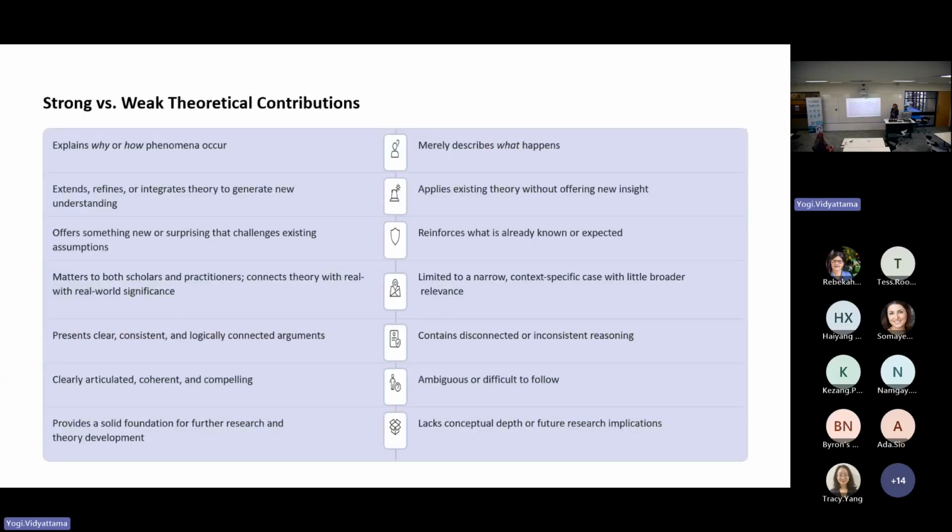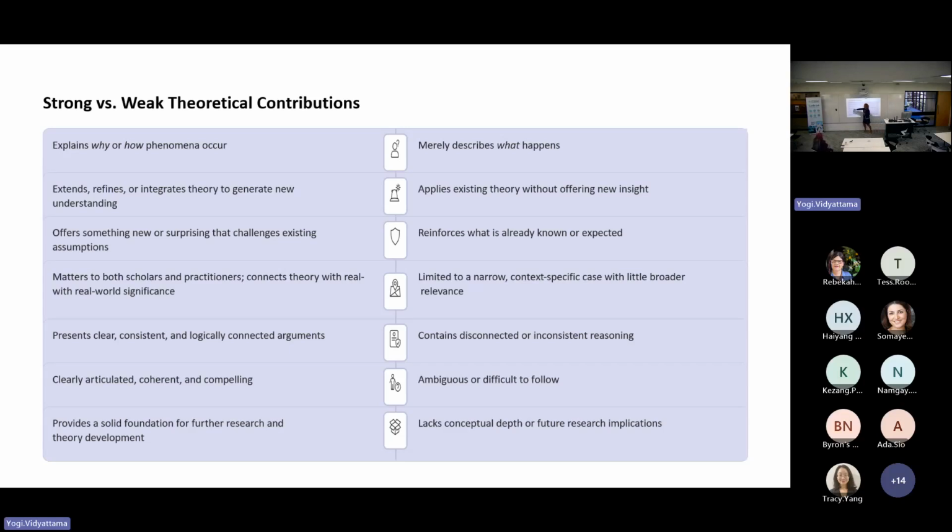So to summarize, what is a strong theoretical contribution versus a weak one? A strong contribution answers the why and how as opposed to the what of a question. It extends, refines, and integrates theory to create a new understanding, as opposed to applying existing theory to a new setting without offering new insight. It's offering something new, something surprising, something that challenges our current assumptions, something we didn't know, versus reinforcing something we already know.